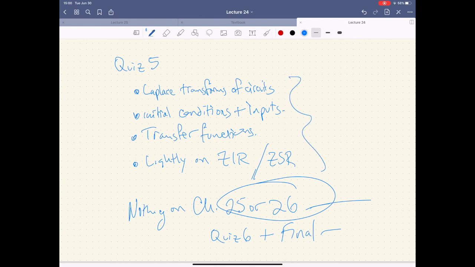So focus on this stuff. Focus on what would be, I guess, chapters 21, 22, 23, and 24. These are going to be your meat and potatoes, okay? I think 21 is that first. Let's see here. Yep. These chapters will be our quiz five.